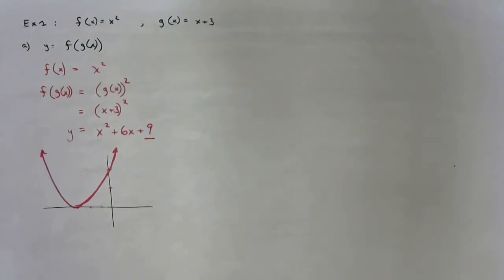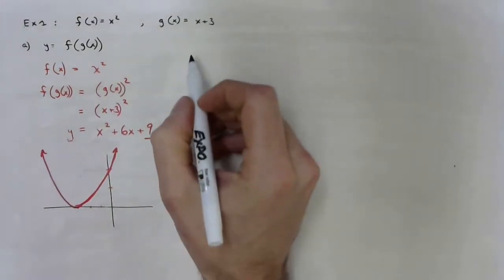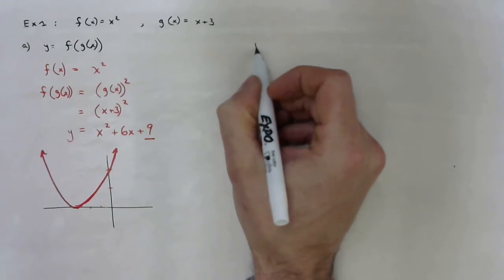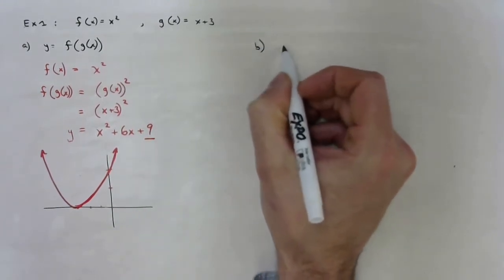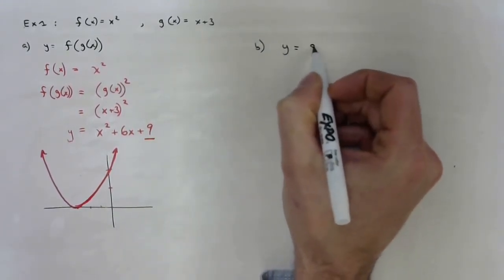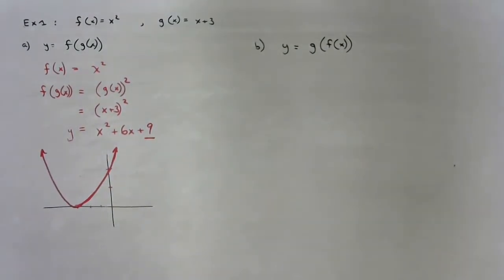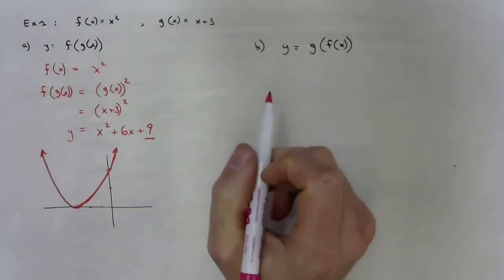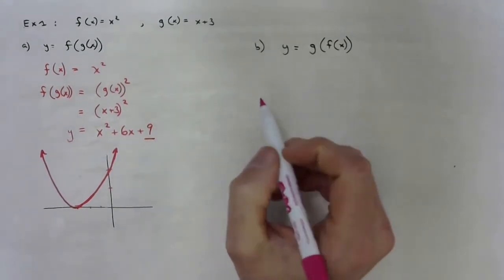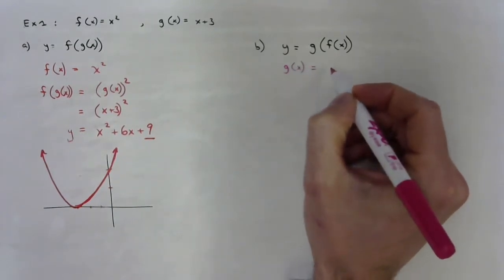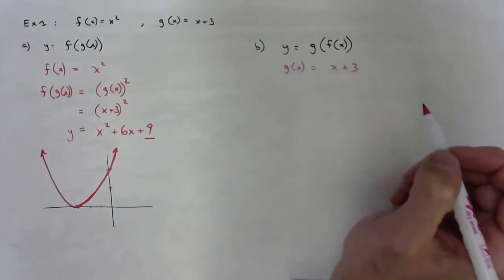Okay, that's the easiest way to combine functions. And just to show that putting g of x inside of f of x is different from putting f of x inside of g of x, our next one in B says take g of f of x. So how are we going to do that? Well, I'm going to start by taking g of x, okay? So I'm going to look at what g of x is. G of x is x plus 3.